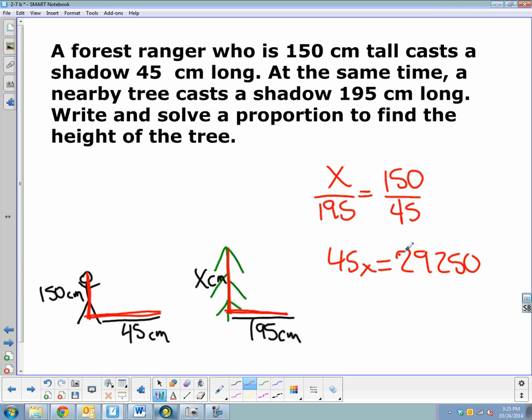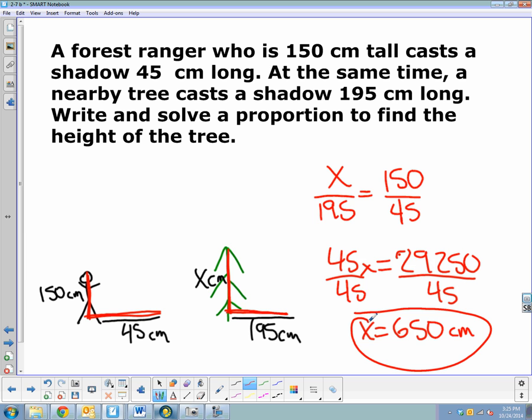And then I'm going to divide both sides by 45 to get x by itself. Divided by 45, divided by 45. Again, make sure that you are showing your work and not just writing down the answer. 650 centimeters. And we've got our height. And again, if we look back at the picture, the man was taller than the shadow, and the tree is taller than the shadow. So we've got a reasonable answer.